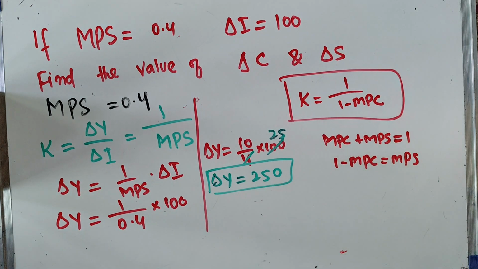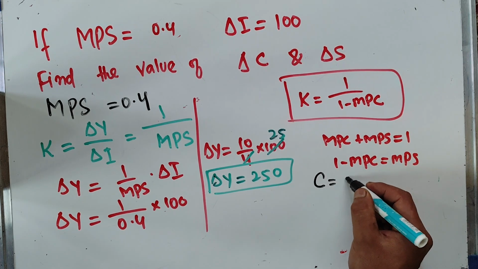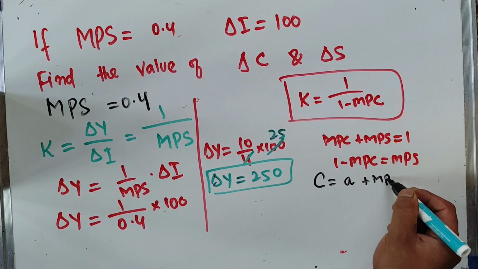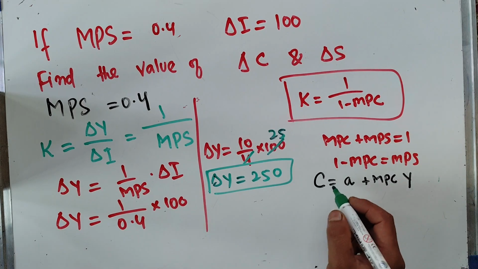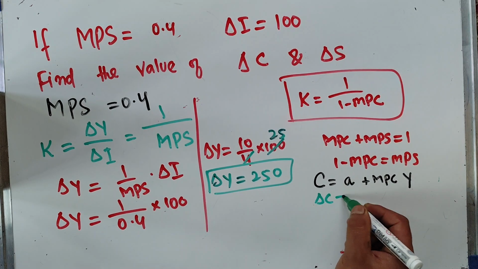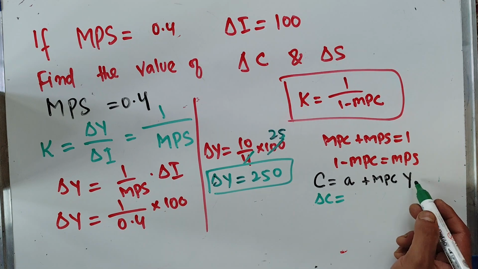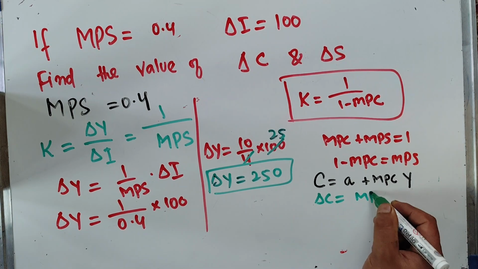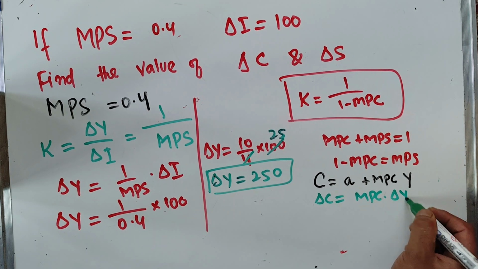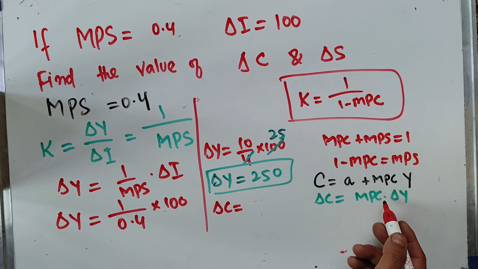But we are supposed to find out the value of the change in the consumption. Okay, so let's write the consumption function first. We know that consumption C is equal to A plus the marginal propensity to consume times Y. Okay, this is the formula for the consumption function. If we take the differential on both sides, the change in the consumption will be equal to the derivative of a constant, which is 0. So here we get 0. Derivative of Y, if we are taking the differentials here, we will get MPC times the change in income. Okay, so our change in the consumption will be equal to MPC times the change in income.